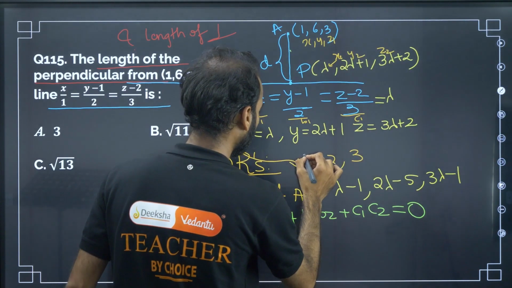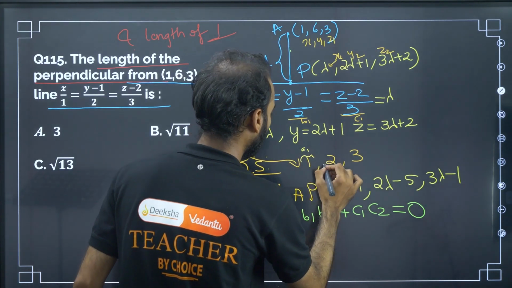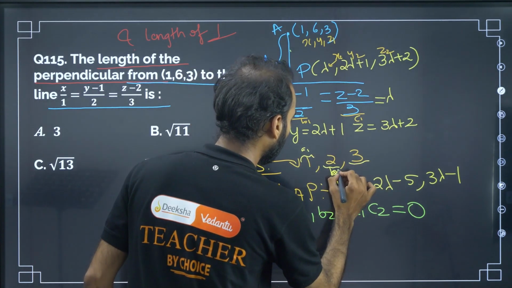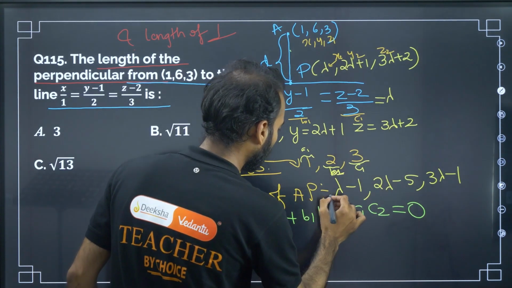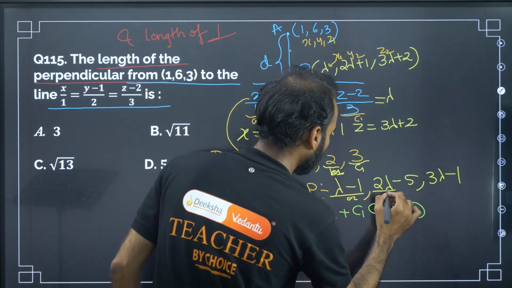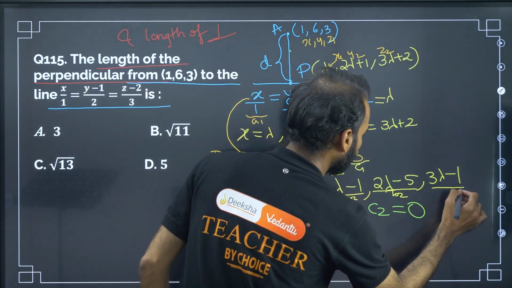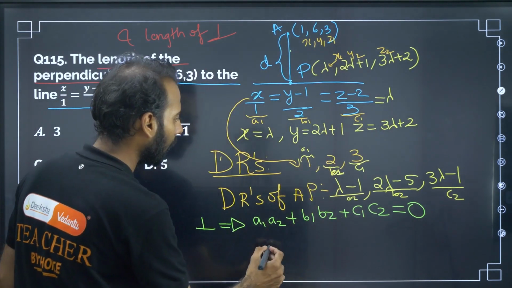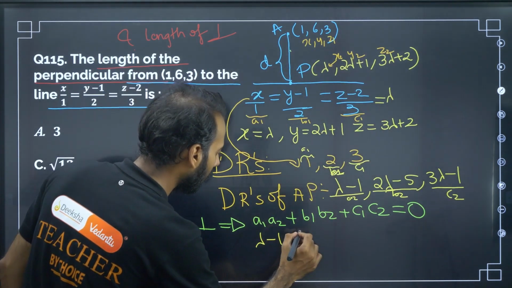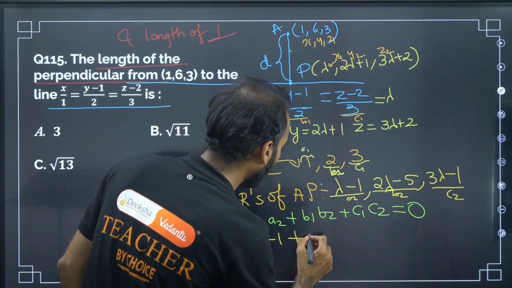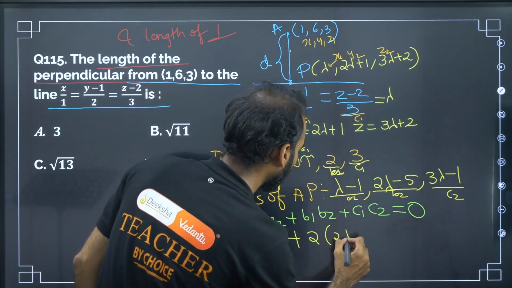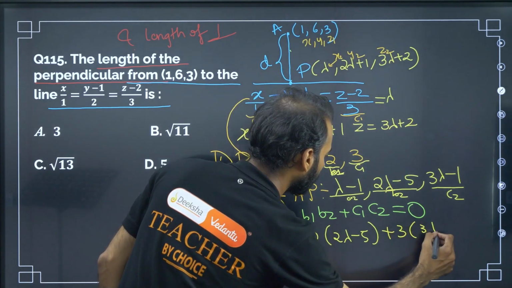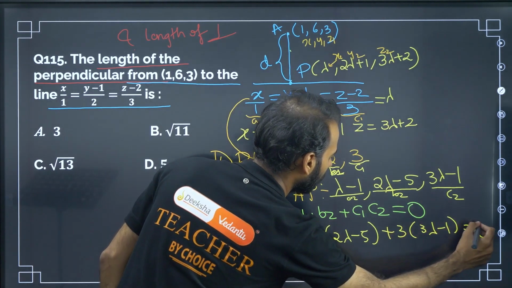This is a1, a2, a1, b1, c1, a2, b2, c2. If I multiply a1 a2 by lambda minus 1, plus b1 b2 by 2 lambda minus 5, plus c1 by 3 lambda minus 1, it is equal to 0.